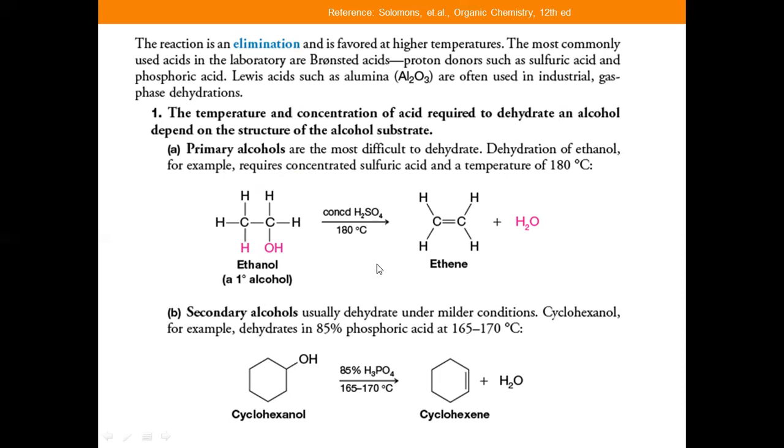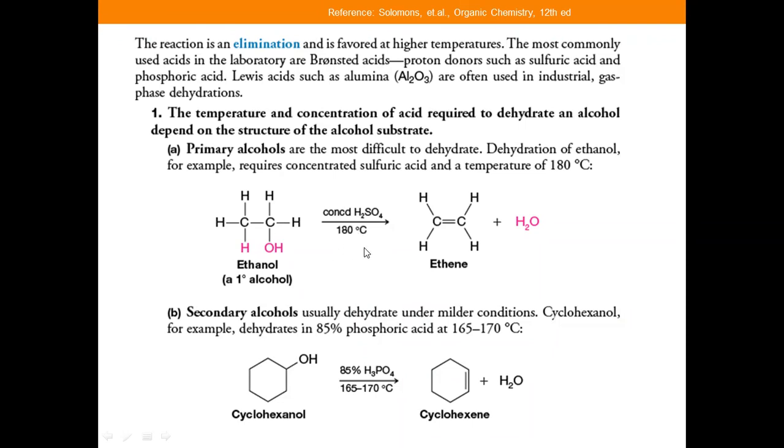What are the conditions in the dehydration reaction to form our alkene? The first one is that the temperature and concentration of acid required to dehydrate depend on the structure of the alcohol substrate. Primary alcohols like this one are very difficult to dehydrate. In order to proceed with the dehydration of a primary alcohol, we have to use a high temperature and a concentrated, very strong acid.